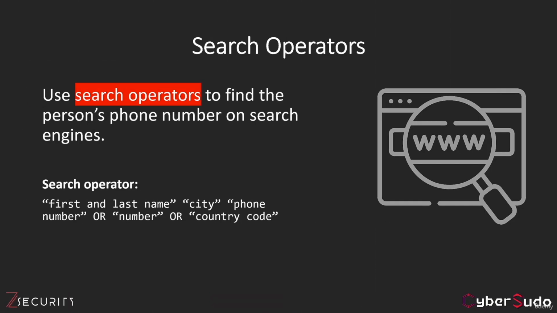The second method that I would like to show you is using search engine operators to check whether a person has a phone number that's indexed by search engines. We have already used this method before to find someone's email address, but this time we are going to use a slightly different search operator, which is this one.